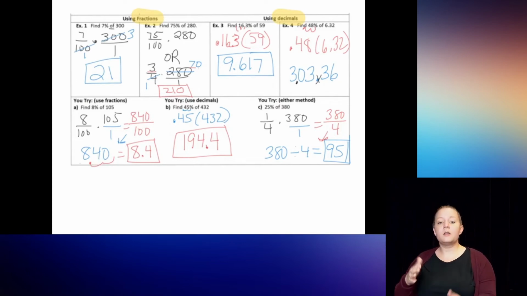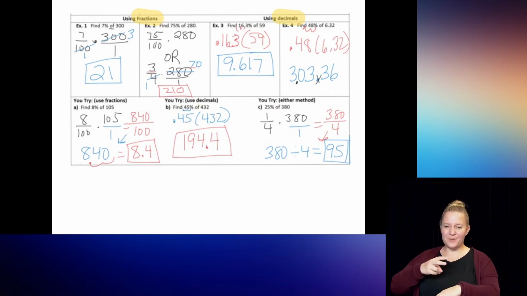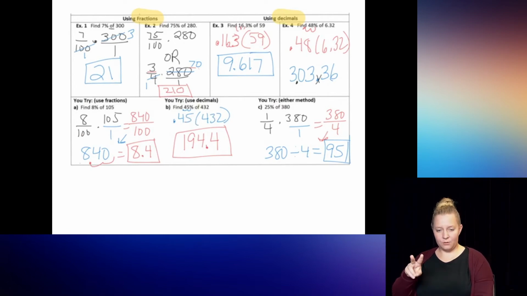The 45% becomes 45 hundredths in decimal form. It's just like being over 100, but it's in the decimal place. Of means times, so I multiplied that by 432 on my calculator to get this answer. I know it's reasonable because this is a little bit less than half, and half of 432 would be 200 something, so this is a little bit less, so that's good.